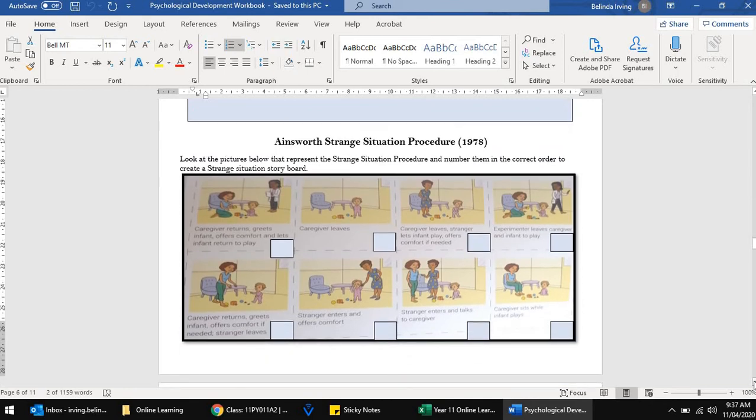So this one's a nice simple activity. Look at the activities, or at least the boxes here, and number them in the order that the strange situation test occurs. It's not in order at the moment. You'll need to put them in order.